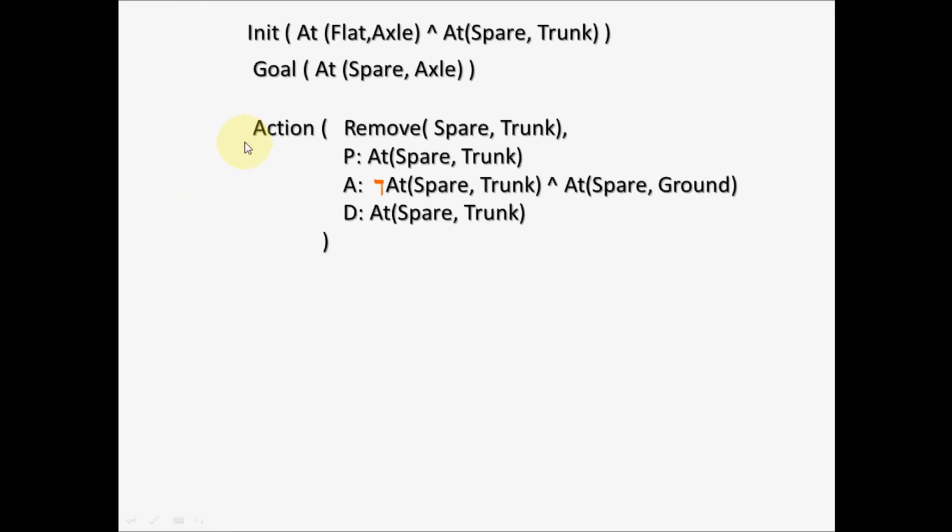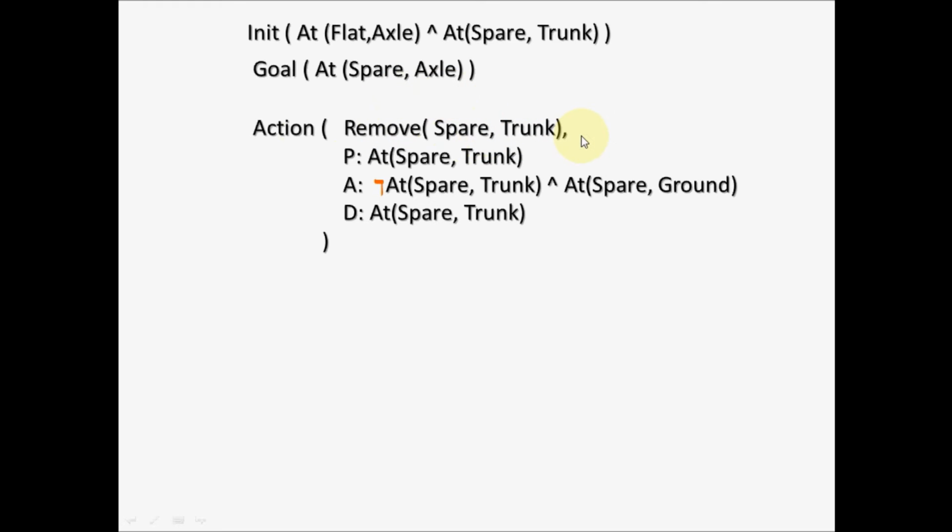The keyword for action is action. Okay, so you see this is the opening bracket, this is the closing bracket, and your action will come within these brackets. Now the first action is the remove action. Remove what? The spare tire is removed from the trunk. Let's say this is the action that I'm going to represent. Spare tire is removed from the trunk. Notice the comma. Now for this action, you have to specify the precondition list, the add list, and the delete list. Okay, so the first action that we are considering is that the spare tire should be removed from the trunk.